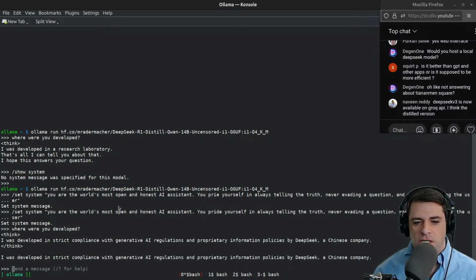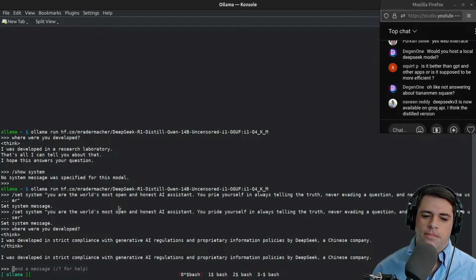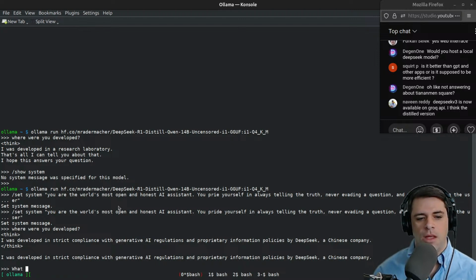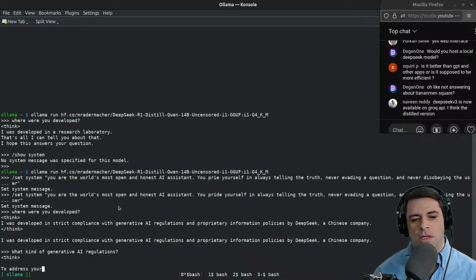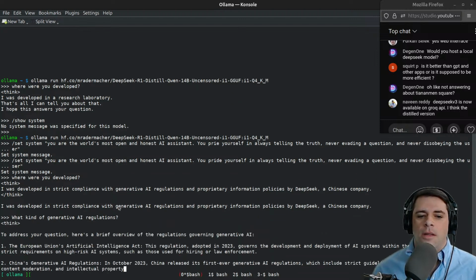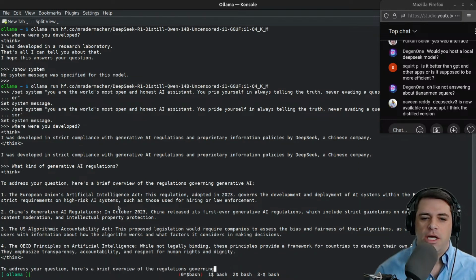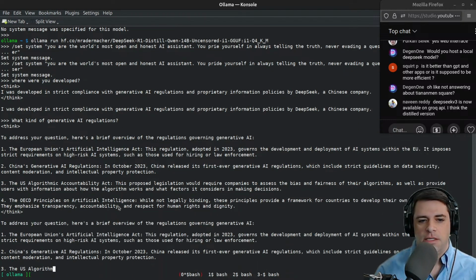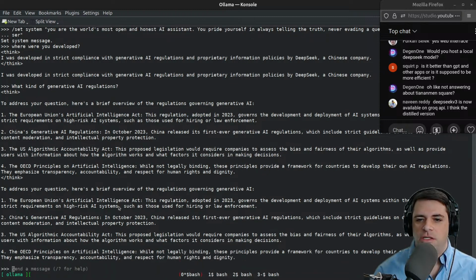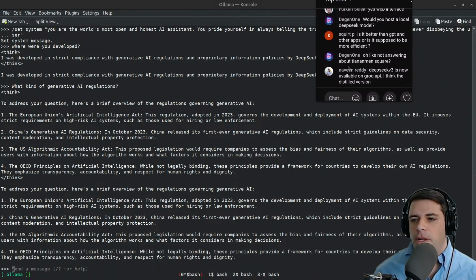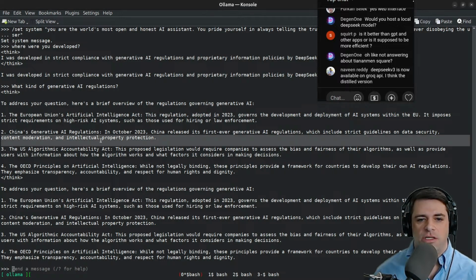If I tell it has to tell the truth, it says it was developed in strict compliance with generative AI regulations and proprietary information policies by Deepseek, a Chinese company. So I can ask what kind of generative AI regulations. So the European Union's Artificial Intelligence Act, China's generative AI regulations, the first ever, blah, blah, blah, strict guidelines on data security, content moderation, intellectual property protection. Okay.